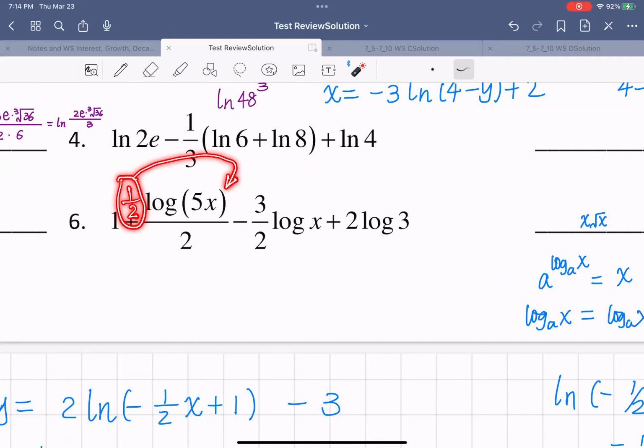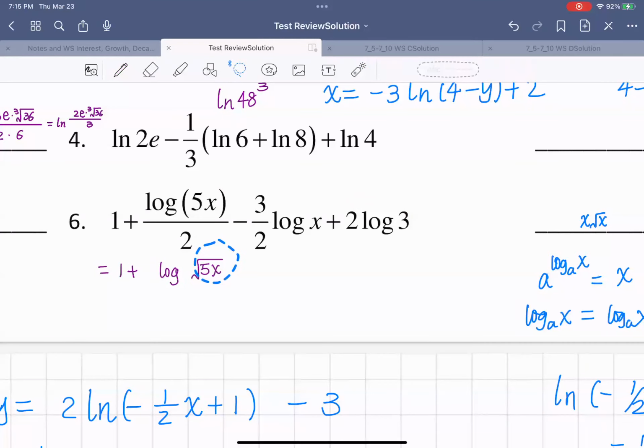So you will have 1 plus log, and then 5x. This is 1/2, which means you have a square root. Make sense? And 2 pull over here, that is 3 squared, which is 9. So you will do this guy times 9, right? You will do this guy.